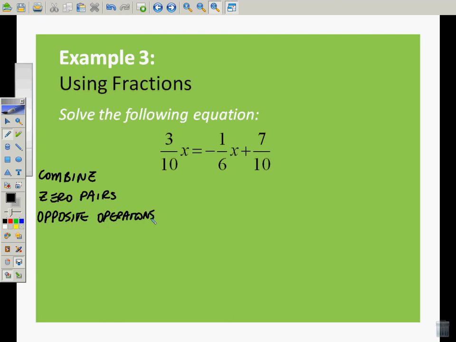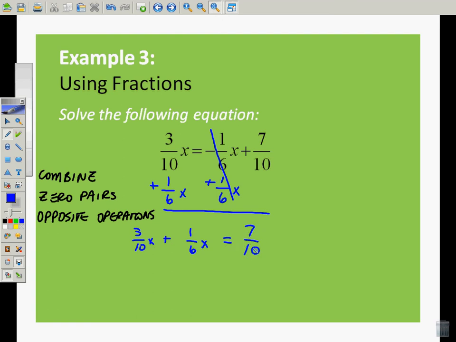I can see that I have something with an x in it on either side. So what I'm going to do is I'm going to try to get them both to the same side. Well, conveniently, this is already negative. So I'm going to add 1/6 x to both sides. So what I've got here is 3/10 x plus 1/6 x is equal to 7/10.